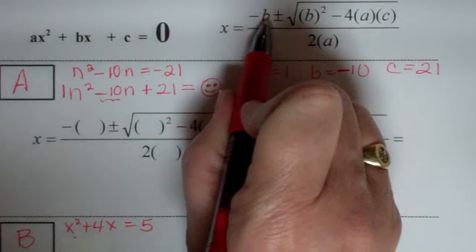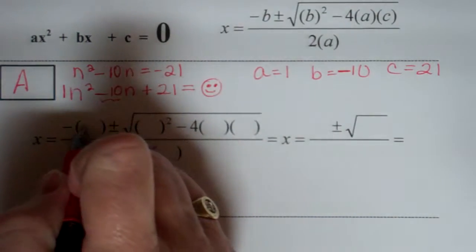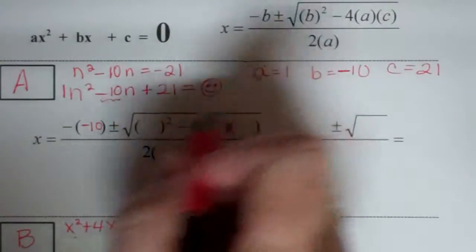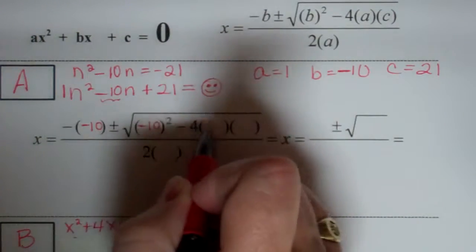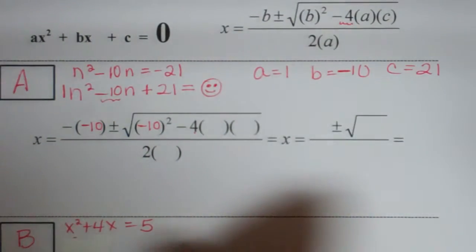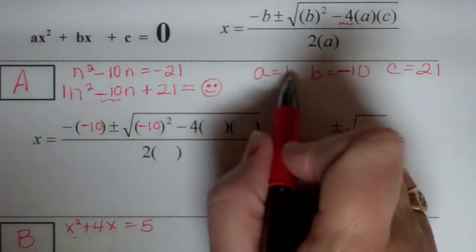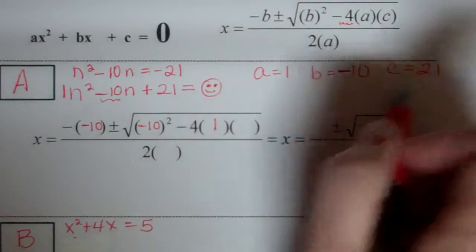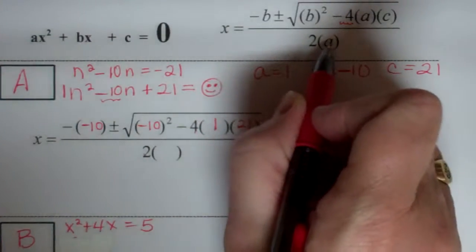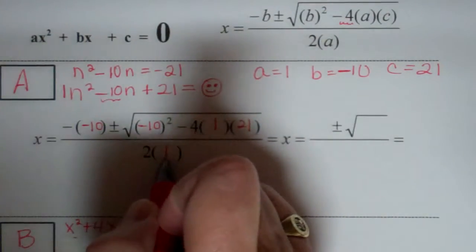In this first parentheses, I'm going to put B. My B is negative 10. And in this parenthesis here, I'm going to put B again, still negative 10 for this problem. Where'd the 4 come from? It's part of the formula. It's always going to be there. Times A, my A is 1. And C goes in this one, and it's 21. All over 2 times A, and my A is 1.